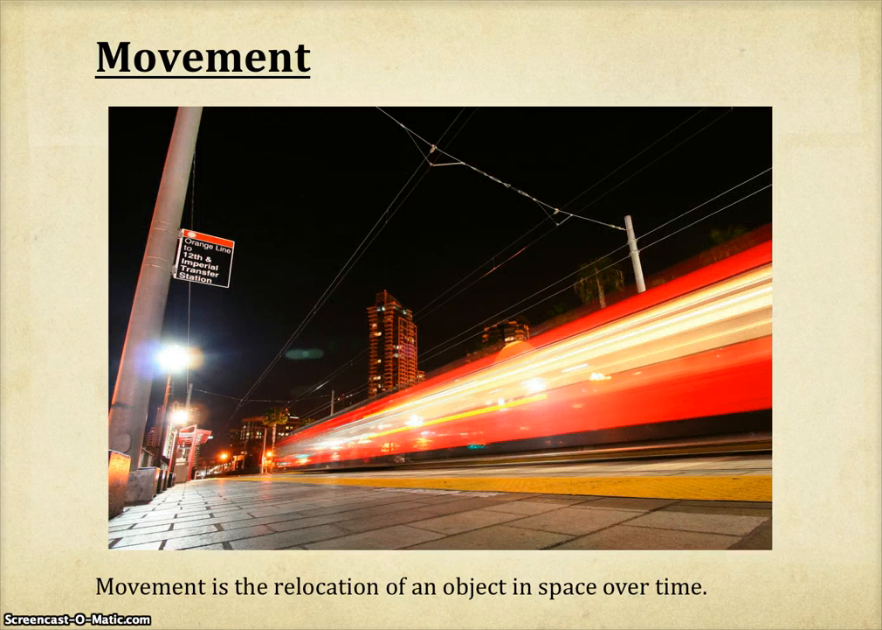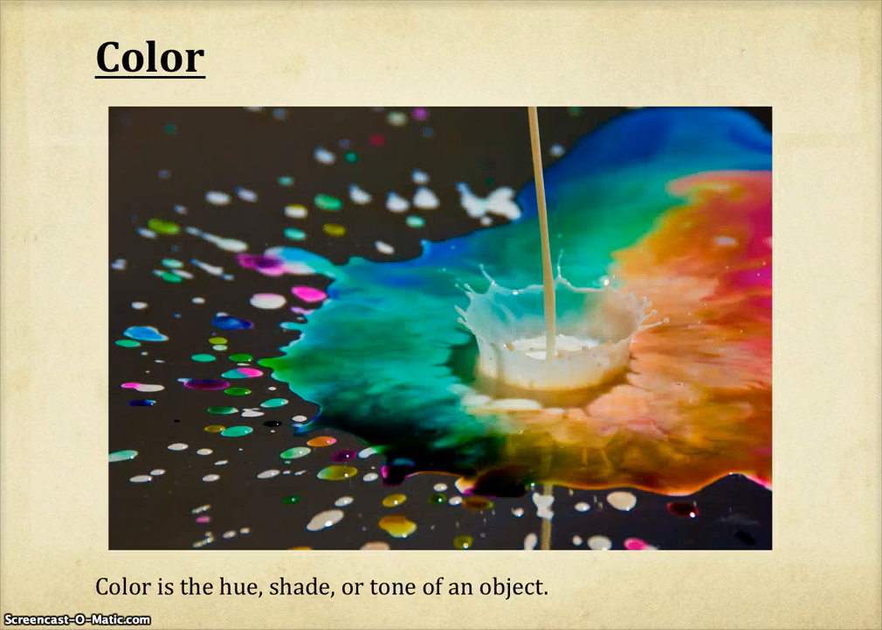The next element is movement. Movement can be both literal and figurative. In the photograph, the movement is literal because the photo was taken while a train passed. Before photography, movement was shown using diagonal lines and by positioning the parts of the image in ways that conveyed movement.